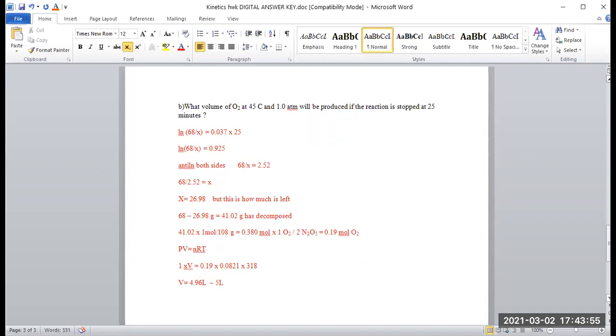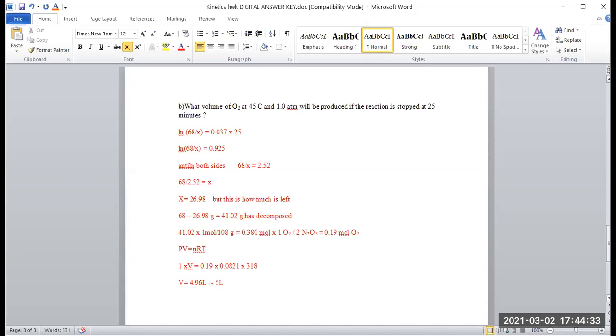In order to get rid of my natural logs so that I can find my unknown, anti-log, anti-natural log, both sides. Then divide. This gives you an X value of 26.98. But think about what it said. You want to find out how much got used up in terms of your original reactant there. So you need to subtract.